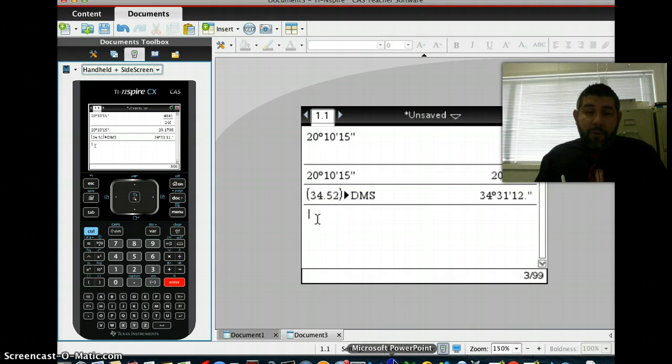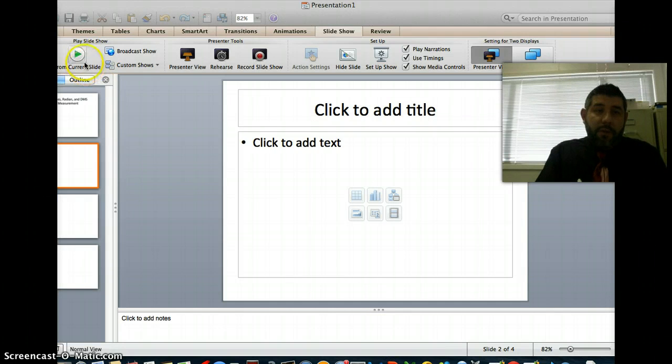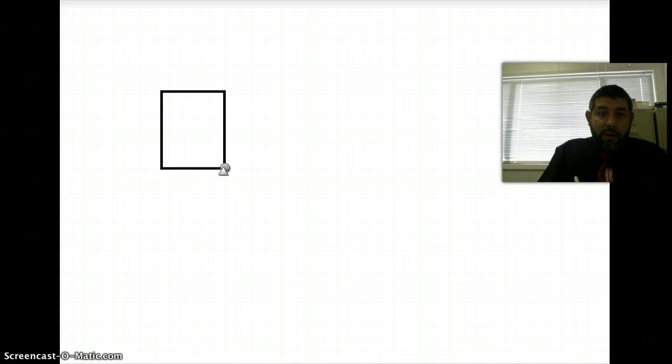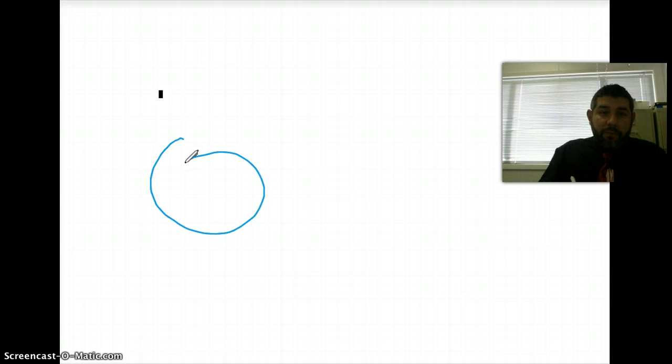Let's go back to the PowerPoint, and I want to go over one last thing here. So the last thing we want to talk about is when we have a circle, and we want to find the arc length of a circle. I am not very good at drawing circles, guys. Sorry about that. We want to find the arc length. So this length right here, okay?